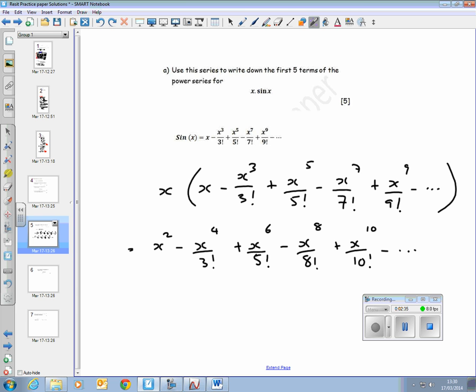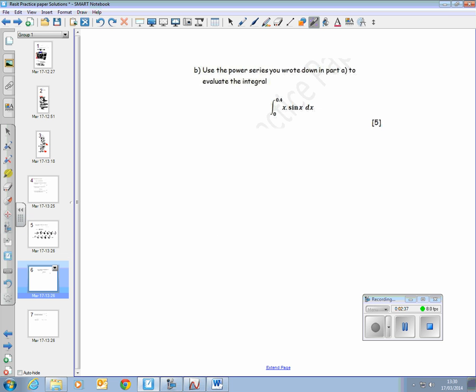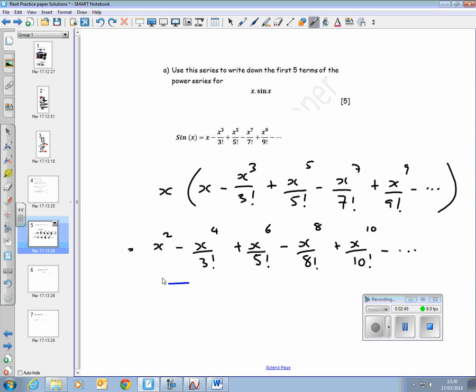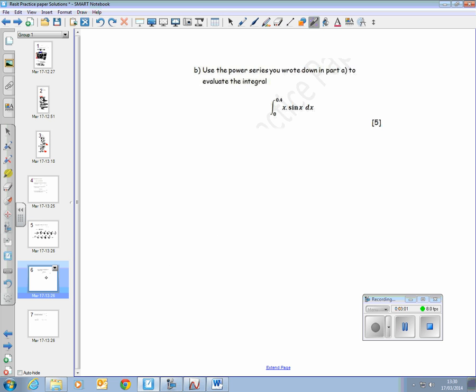in order. And that's what you're actually asked to do in part B. Use the power series you wrote down in part A to evaluate this integral here. So what I do is, instead of integrating this, I integrate the power series that I've just written down, this. And the question asks you to do just the first 5 terms, so 1, 2, 3, 4, 5 terms. So I write down the integral and integrate it. So have a go.